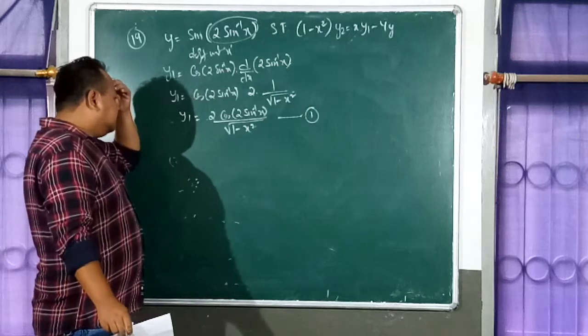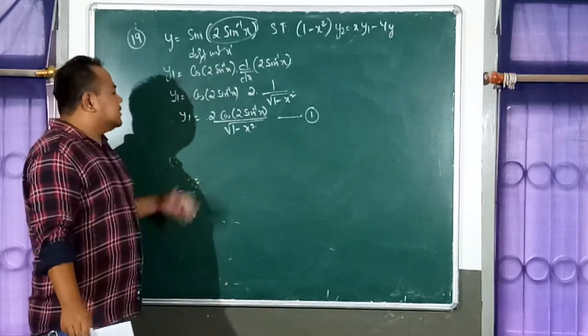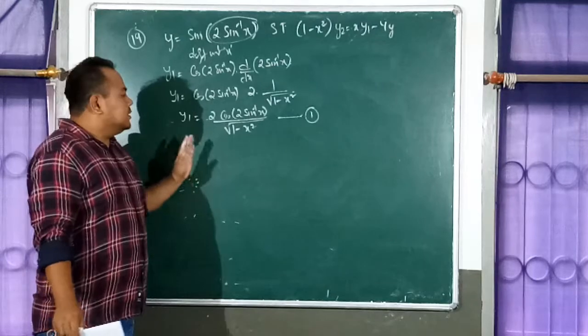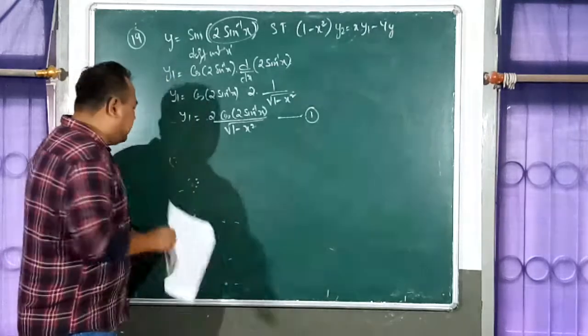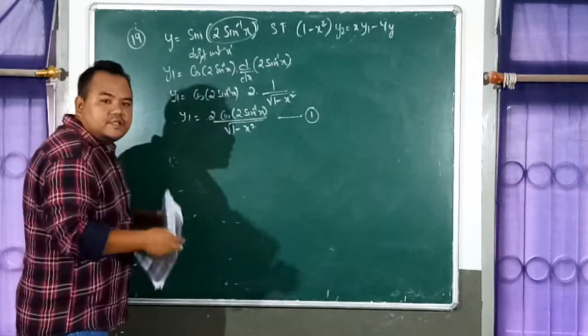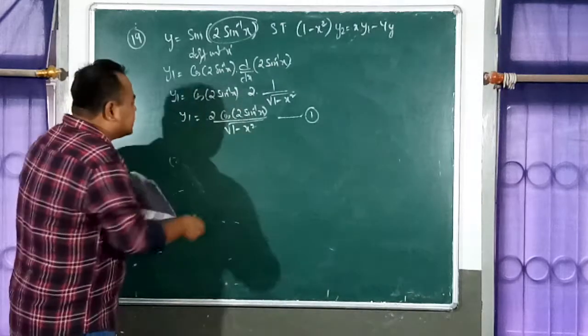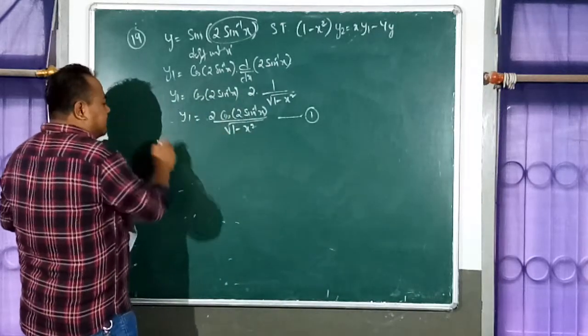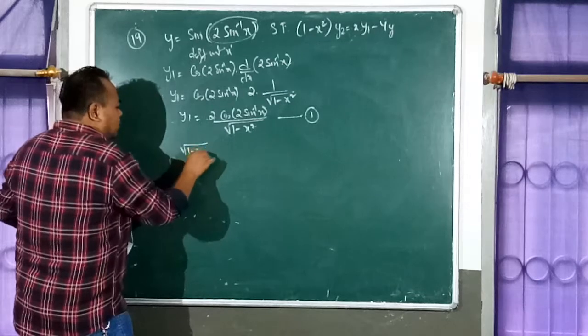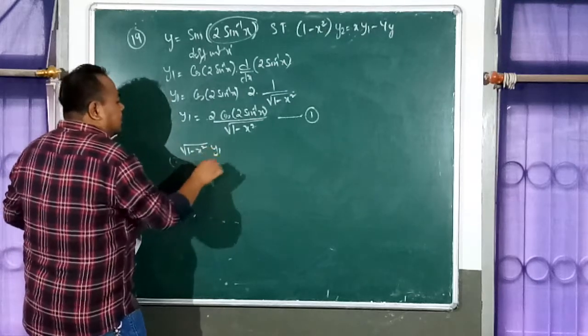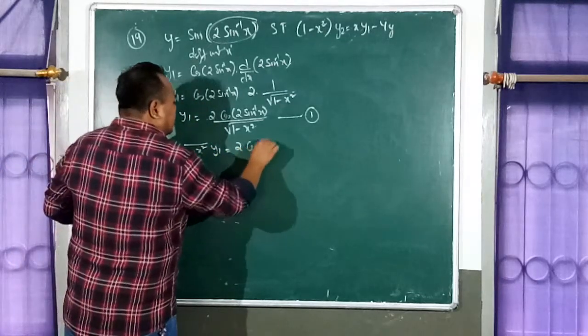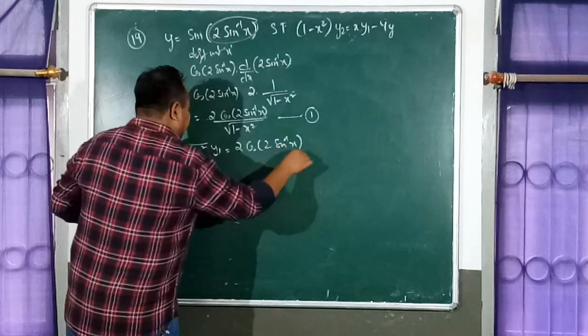So this is the first part, that is dy by dx. I hope till here no problem. So what do we do next? The same process. We take the denominator to the left hand side. So you get root 1 minus x squared y1 equal to 2 cos 2 sine inverse x.